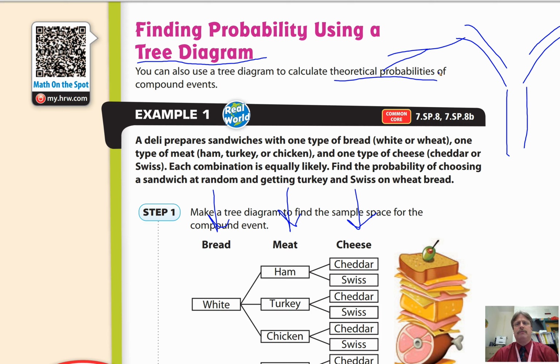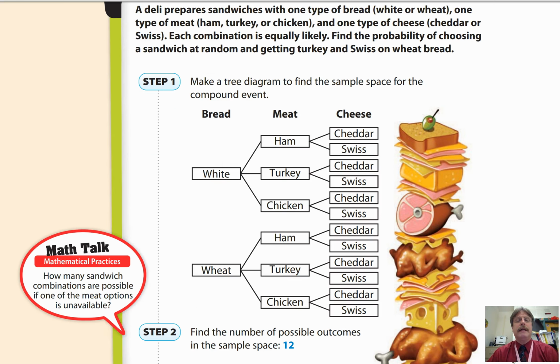Before, we were looking at just doing two things. Now this gives us a way to look at more than two things. Here in example 1, we're actually going to look at 3, and I'm going to show you an example of how we could even go and look at 4 events. A deli prepares sandwiches with one type of bread, white or wheat, one type of meat, which is ham, turkey, or chicken, and one type of cheese, which is cheddar or Swiss. Each combination is equally likely, so you have no idea what you're going to get.